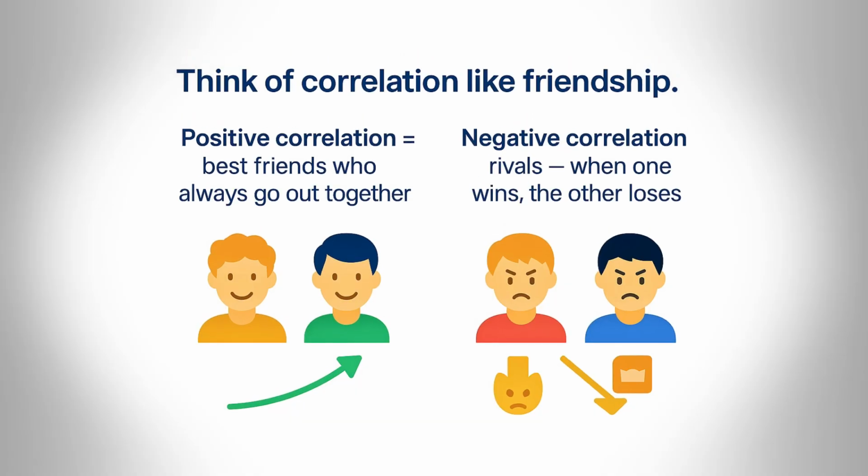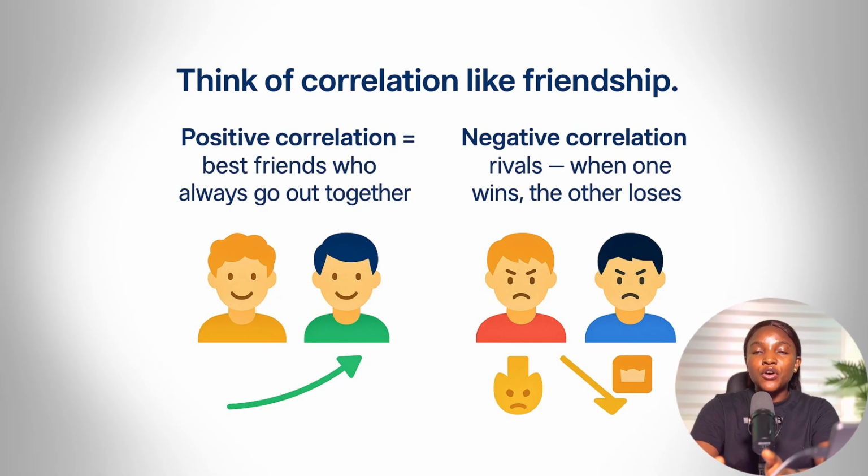So in simple terms, currency correlation is just how one currency moves in relation to another, and correlation can be positive or negative. Positive correlation means both currencies are like best friends and they move together, and negative correlation means they move in opposite directions.